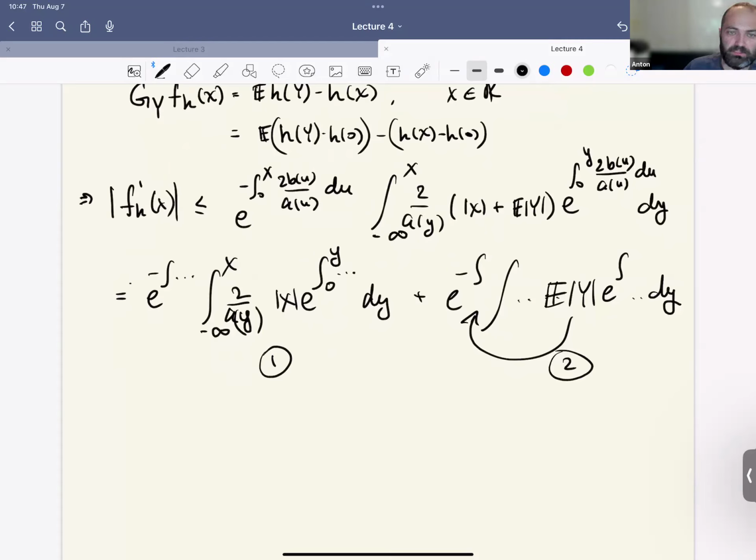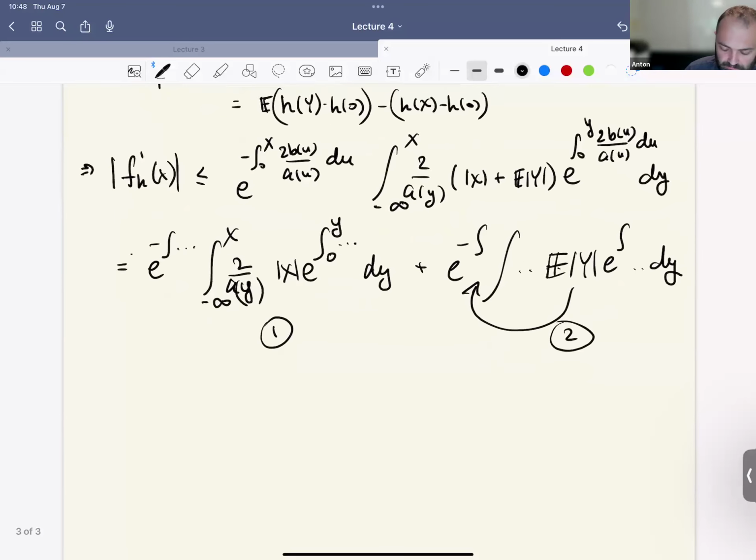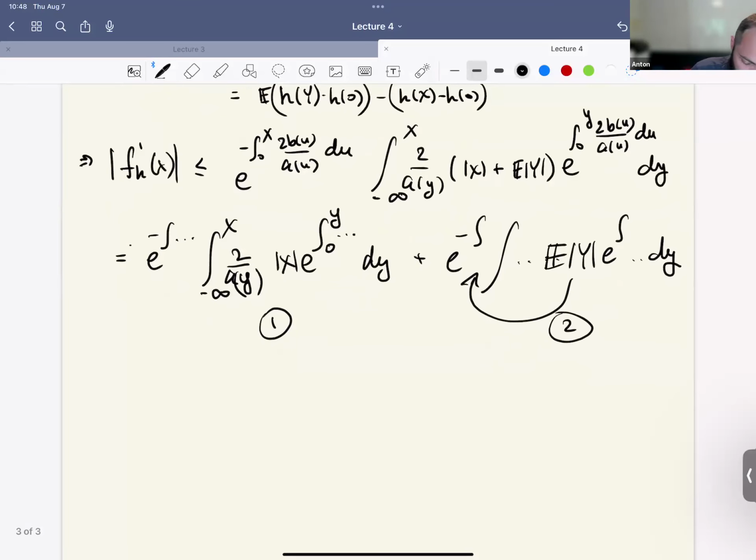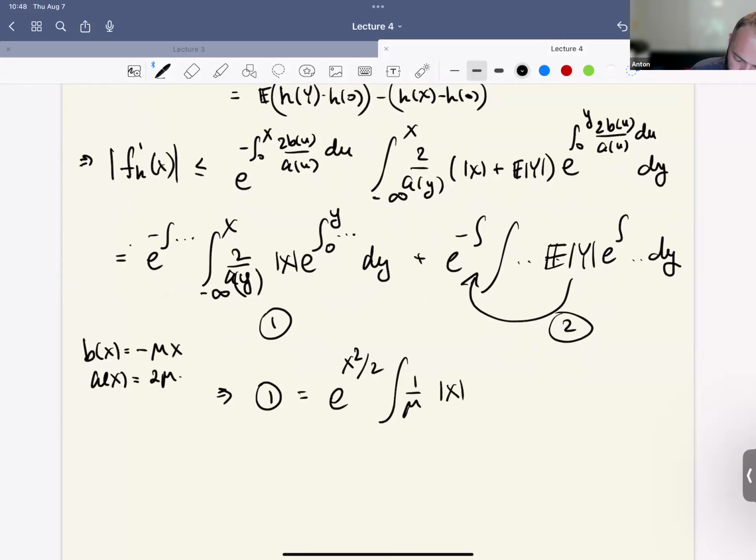Now, let me specialize to our setting just because it's easier, and then I will come back and give you the idea for full generality. So b of x is negative mu x. A of x is 2 mu. Therefore, term 1 is e to the x squared over 2, 1 over mu, absolute value of x, e to the negative x squared over 2, dy.